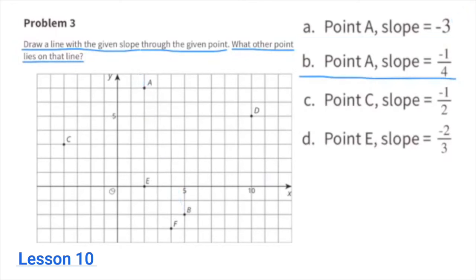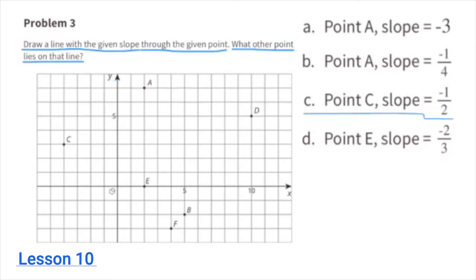B. Point A and the slope equals negative 1 over 4. Like before, I start at point A, only this time I go down 1 unit and to the right 4 units. Down 1 unit, to the right 4 units. And you can see that point D is also on this line. Here's a look at the line with a negative 1 over 4 slope.